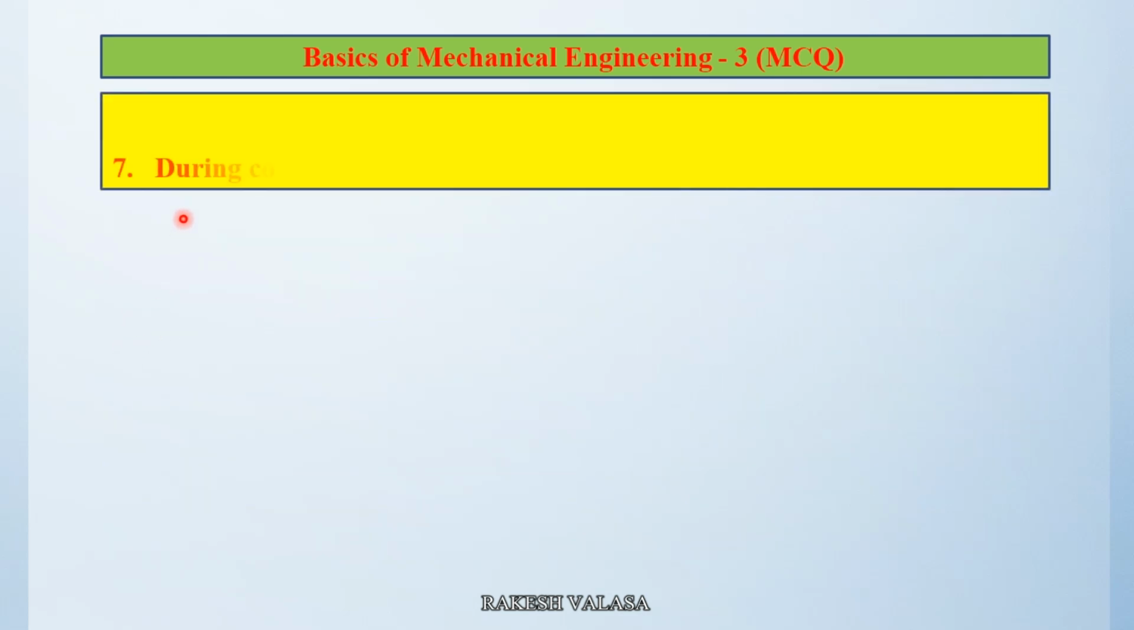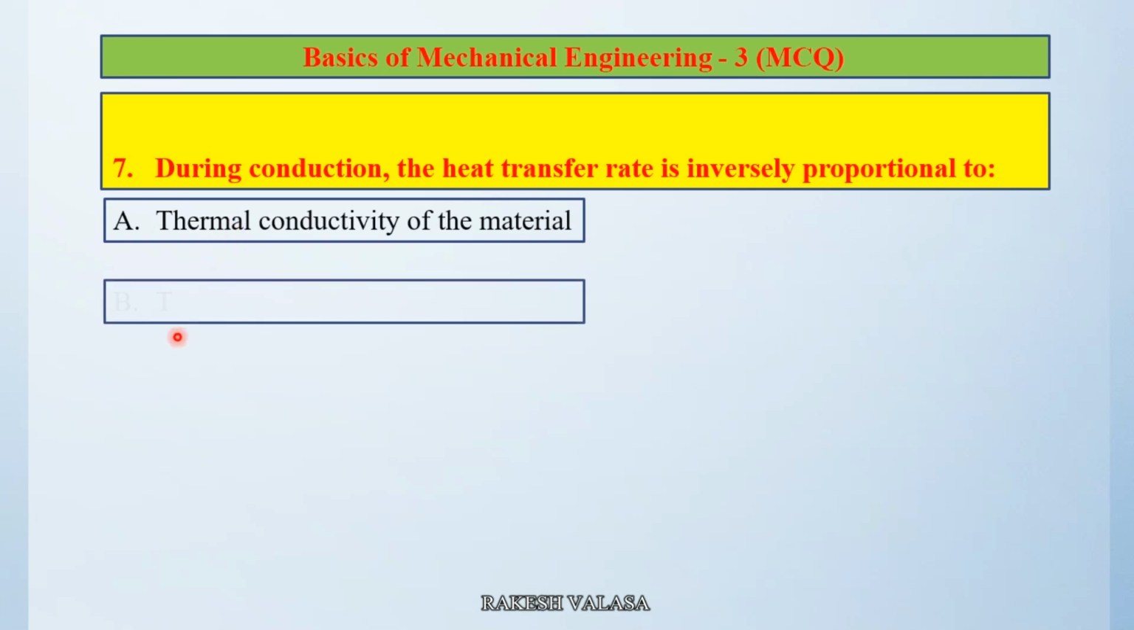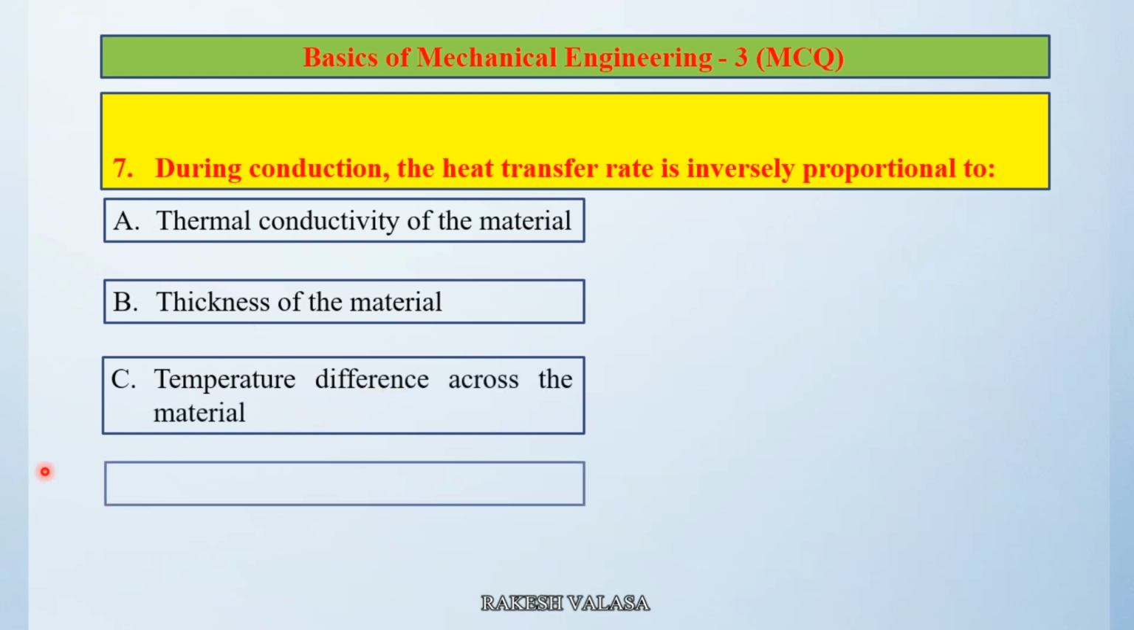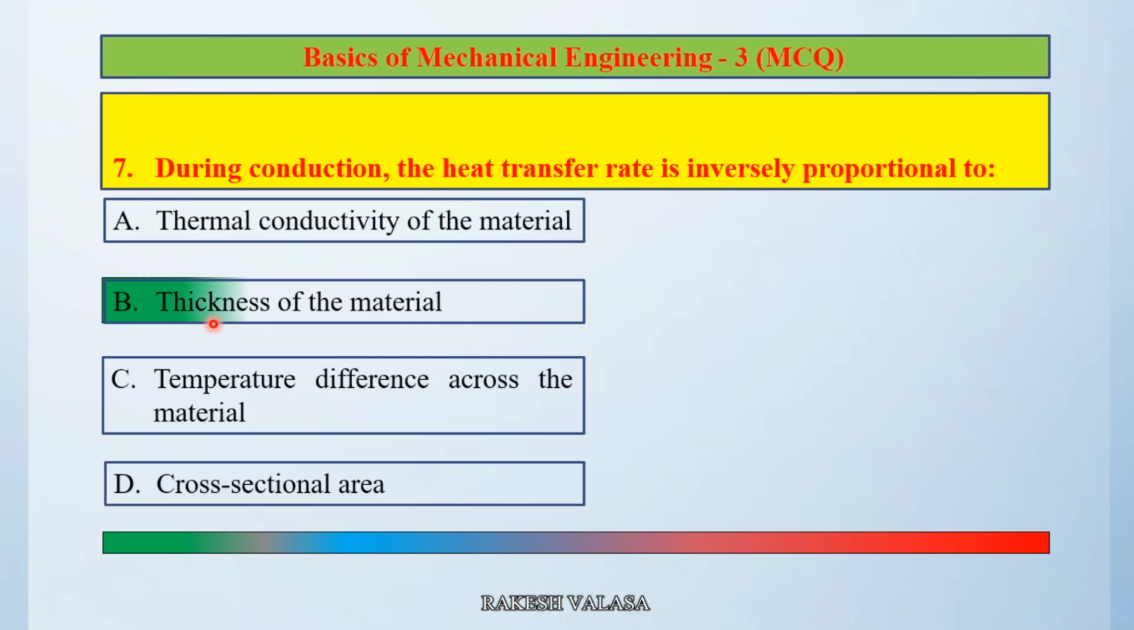Question number 7. During conduction, the heat transfer rate is inversely proportional to option A, thermal conductivity of the material, option B, thickness of the material, option C, temperature difference across the material, option D, cross-sectional area. The correct answer is option B, thickness of the material.